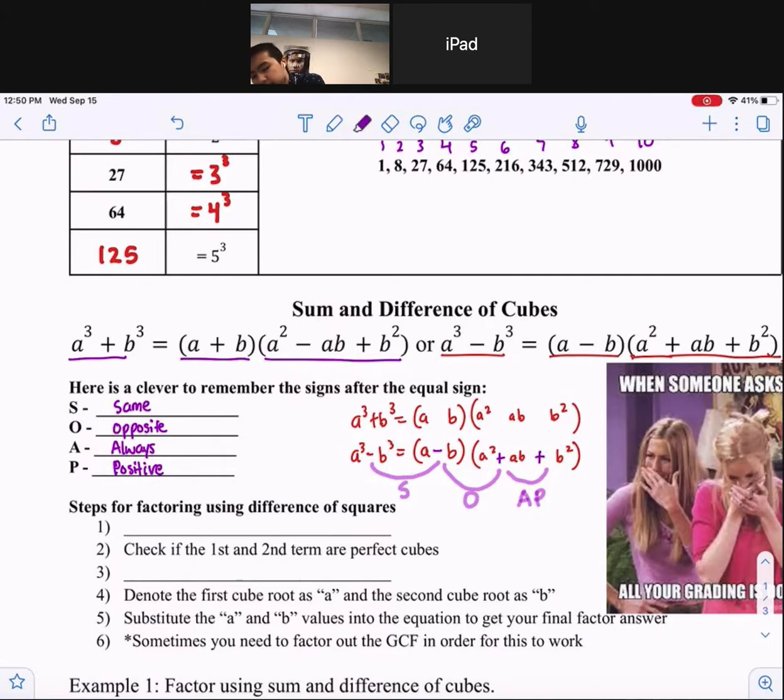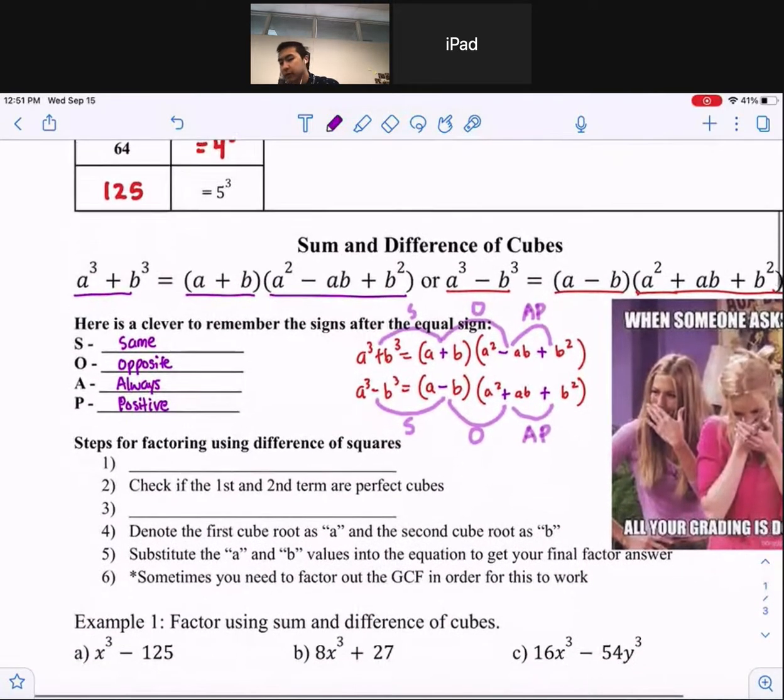Let me show you again. Same, opposite, always positive. See? Same sign, opposite, always positive. So that's just a nice, clever way to remember the signs for both formulas.